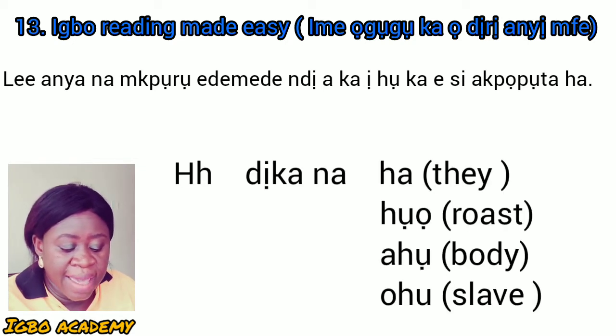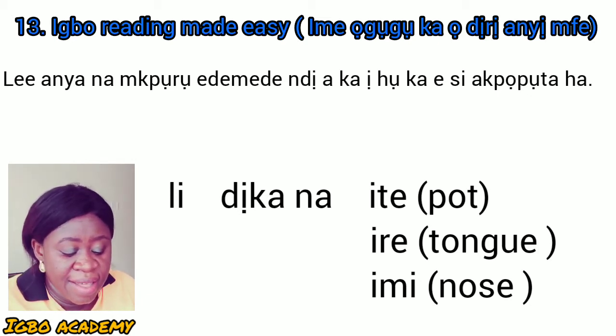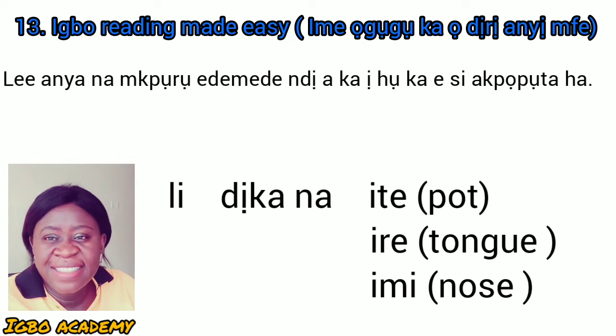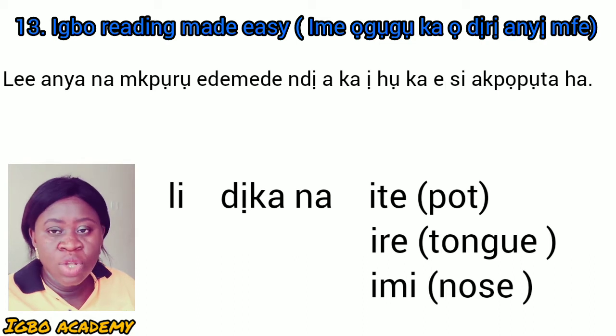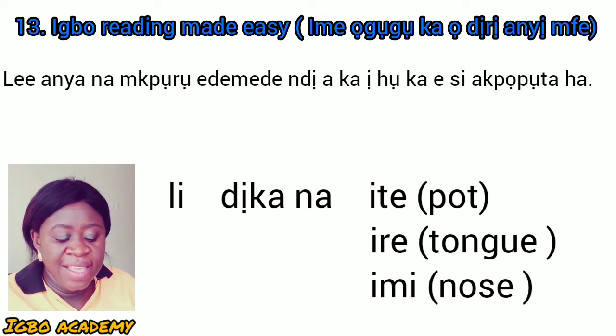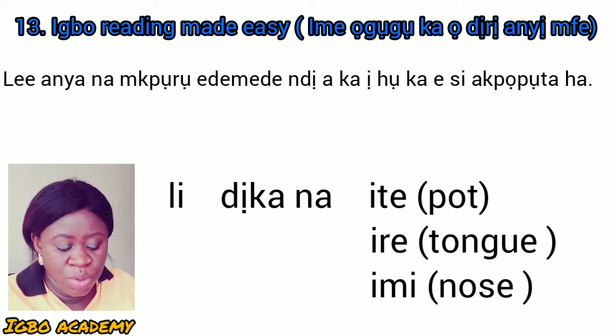We go over to I, dịka na ite, pot. Imi, nose. Ire, tongue. Ite, pot. Dịka na ite, pot, ire, tongue, and imi, nose.